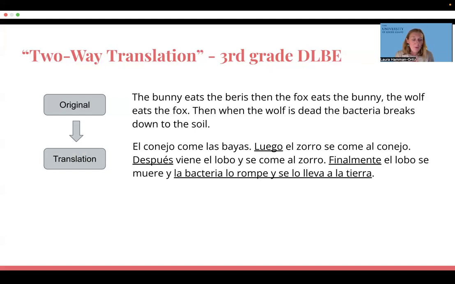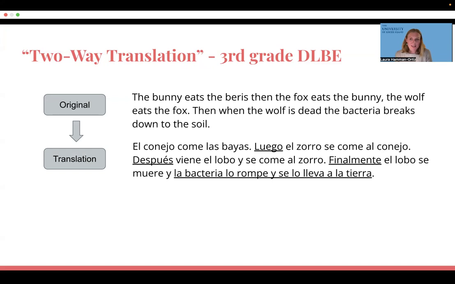And what I pointed out here, as you might be able to see, is that this translation actually is more linguistically complex. They used more transition words like luego, después, and finalmente. So different words for saying then, after, finally, and the way they described what the bacteria was doing, that it was breaking it down and bringing it into the earth, is more complex than what they said in their first version.